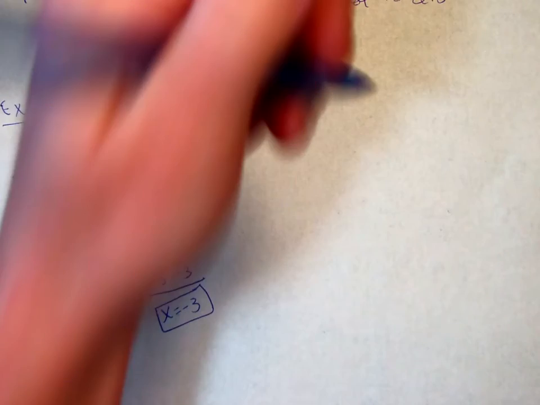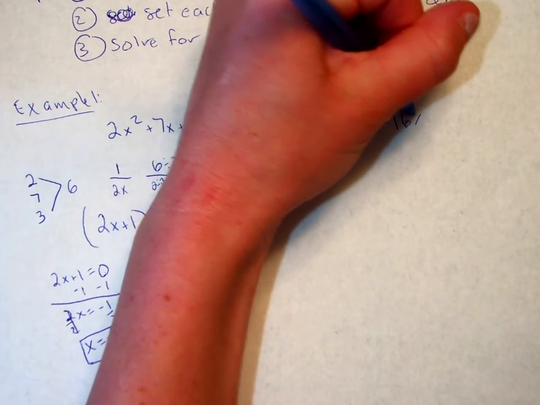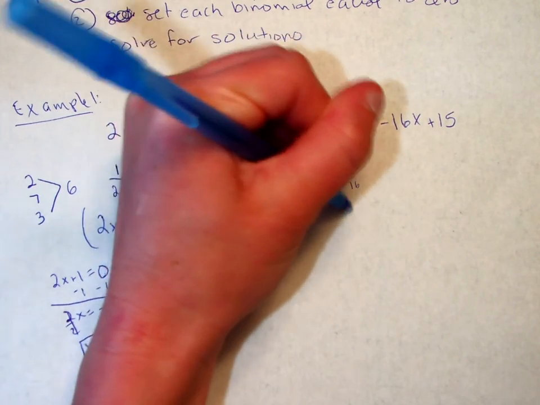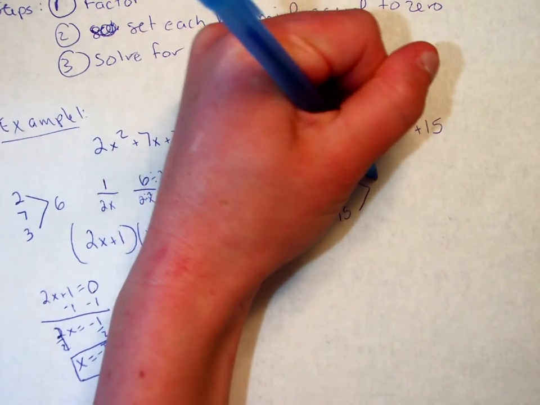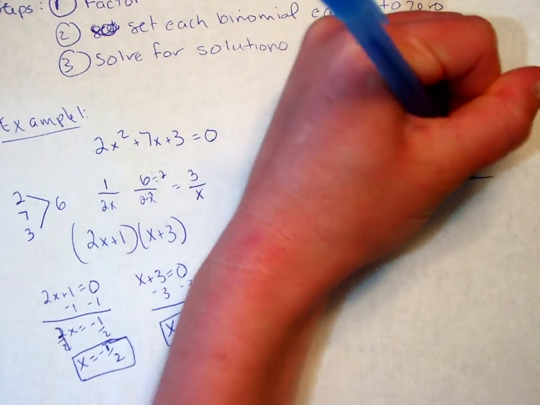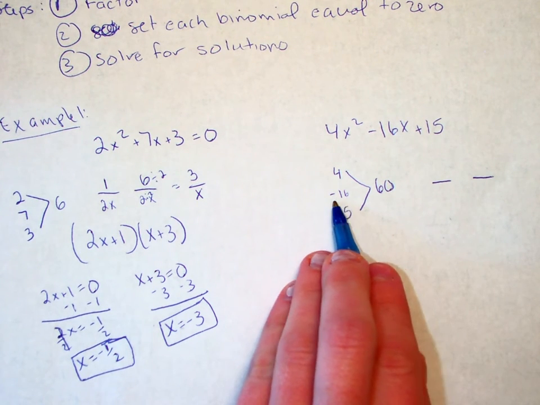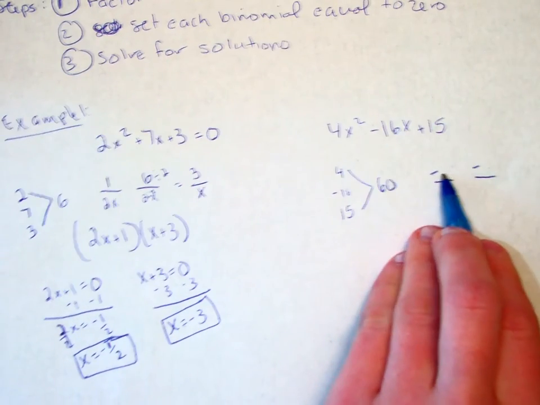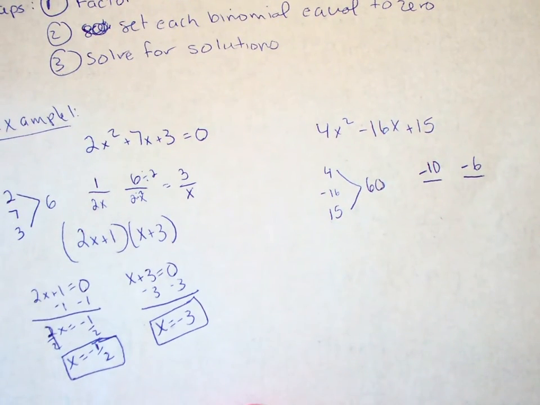All right, let's try another one. 4x squared minus 16x plus 15. So we have 4, negative 16, 15. 4 times 15 gives me 60. So again, looking for two numbers that multiply to be 60, add to be negative 16. So if you have a negative number here but a positive number here, that should be your hint that they both actually have to be negative. So it winds up being negative 10 and negative 6.